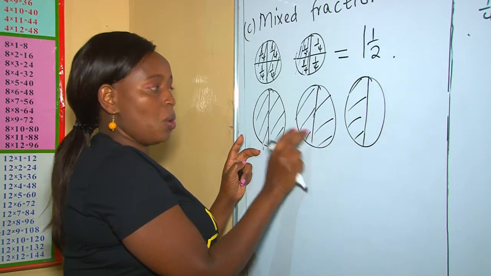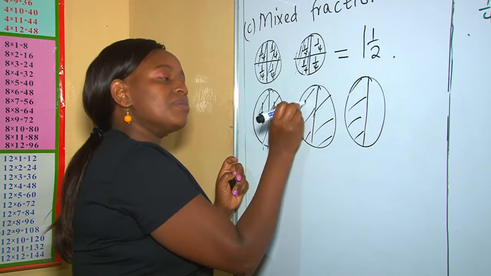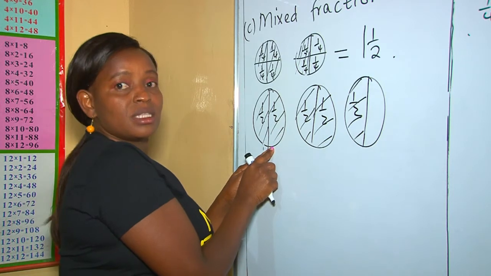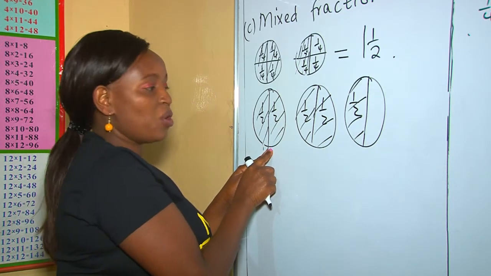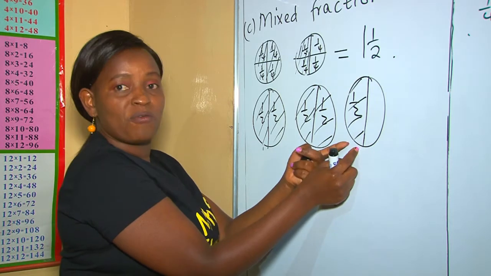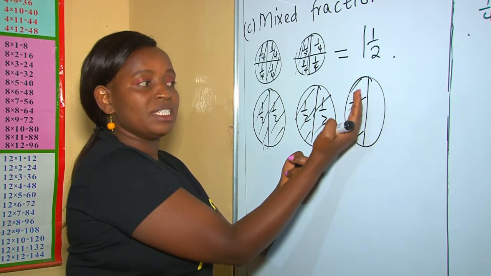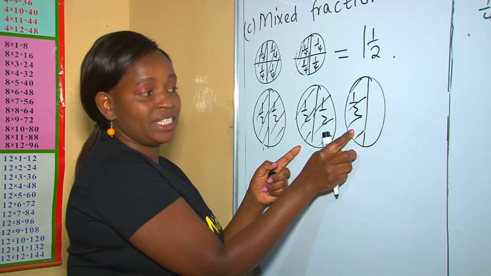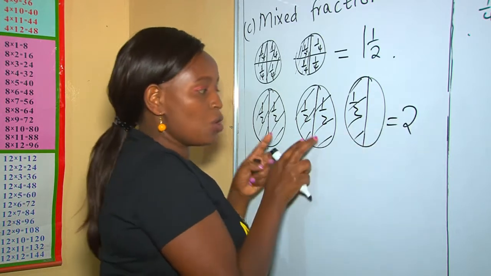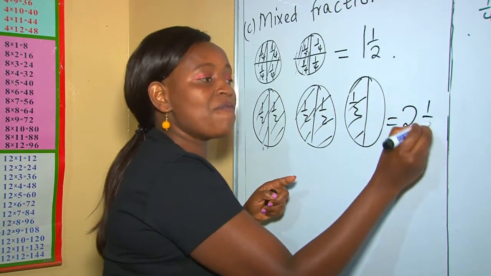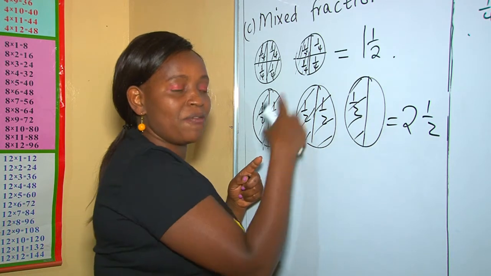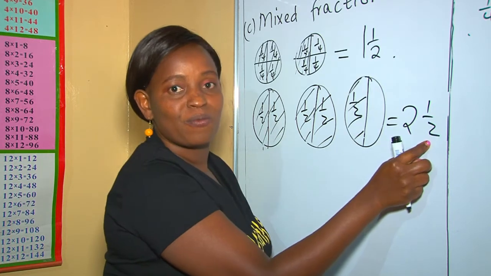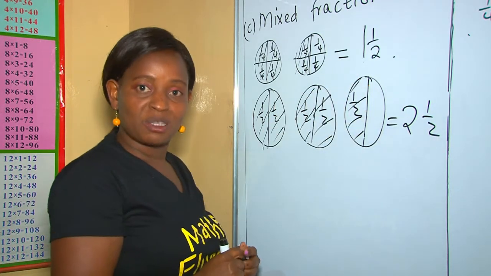Is divided into 2 equal parts, meaning these are halves. Therefore, this is a whole, that is 1 orange, another 1 orange, and a half of an orange. So we don't need this part, we only need the shaded parts. So we have 2 full oranges that are shaded and a half of an orange that is shaded. So as a fraction, it's 2 and a half. This is what we call mixed fraction.